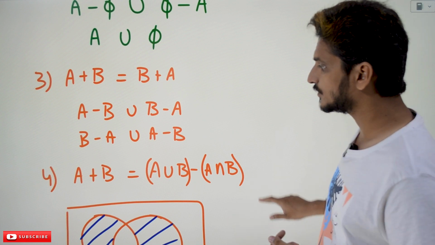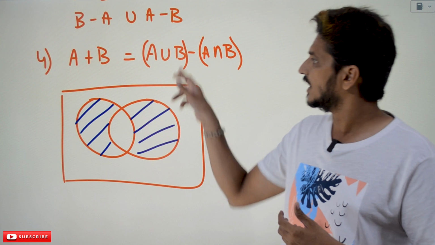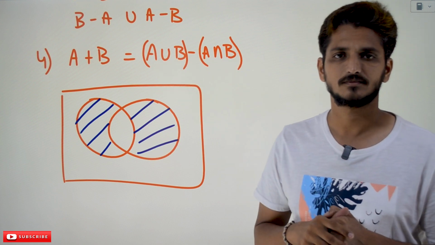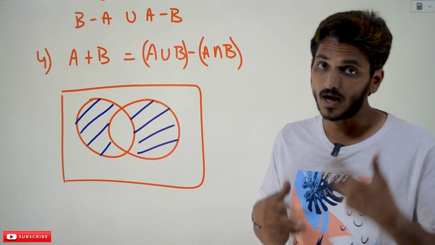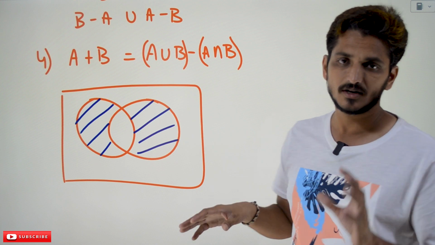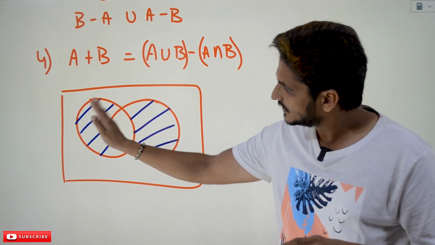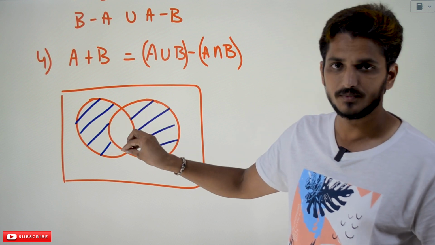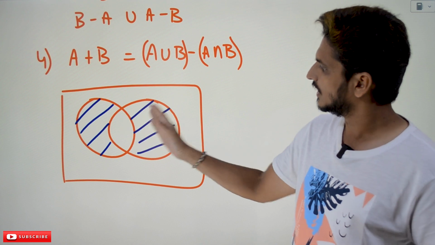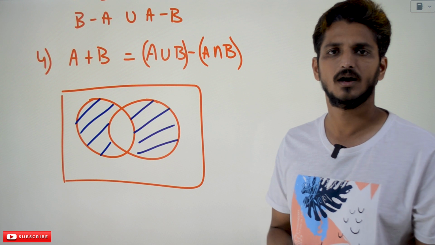Now coming to the last property, A symmetric difference B can be written as A union B minus A intersection B. So we'll show why this is equal. What is symmetric difference? What's the area that belongs to symmetric difference? A, remove the common elements from A, so this blue line area, and remove the common elements from B, so this blue line area. This is what we call the symmetric difference area.